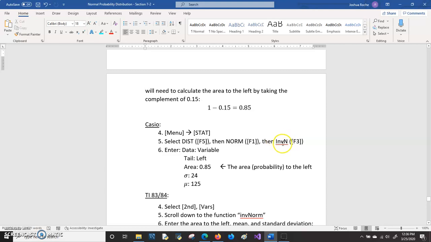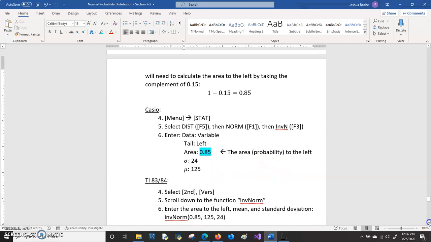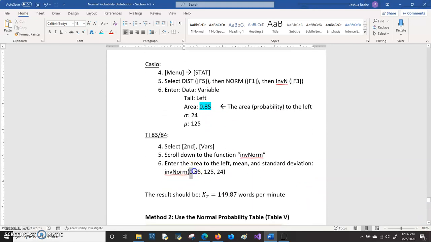In the calculators, that would be the main difference to look out for, is that now we're putting in an area of 0.85 because we need to put the area to the left. When you plug those in, the result should come out to 149.87 words per minute.